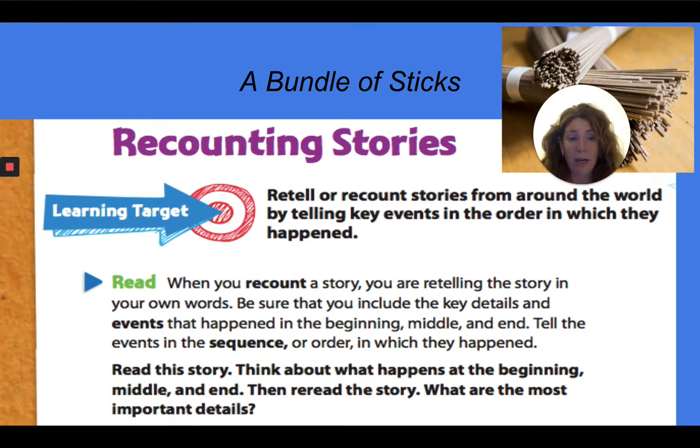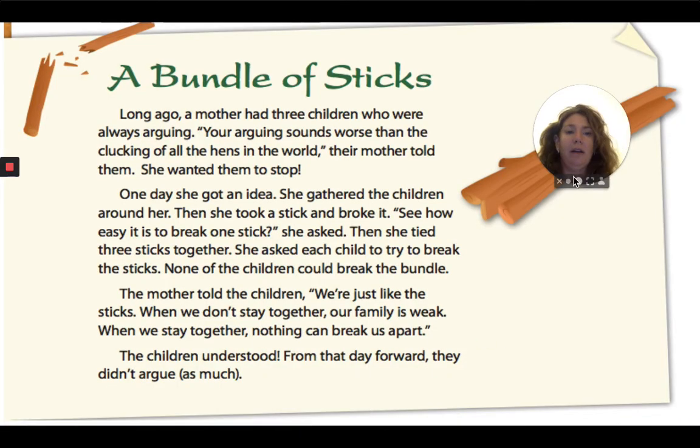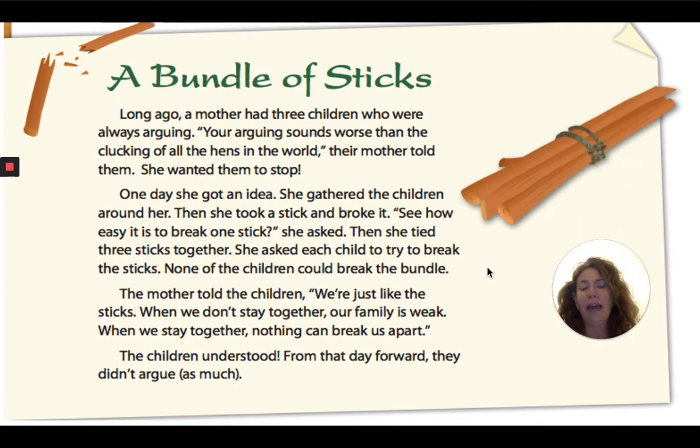So we're going to read this story, or I'm going to read it. You're going to follow along, and you want to think while I'm reading what's happening at the beginning, what's happening at the middle, and what's happening at the end. Okay, I'm going to read it through one time, and then we're going to read the story blocked off, beginning, middle, and end, and we're going to choose the most important details together so that we can make that recounting of our story together, okay? Before you have to do that on your own.